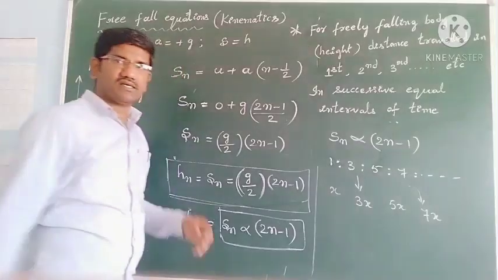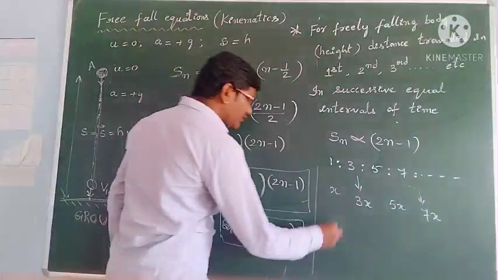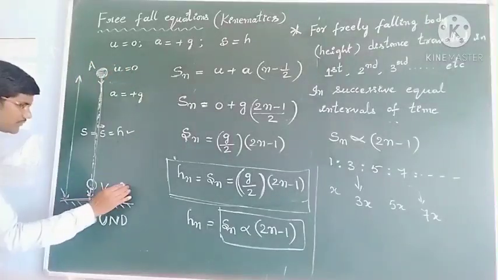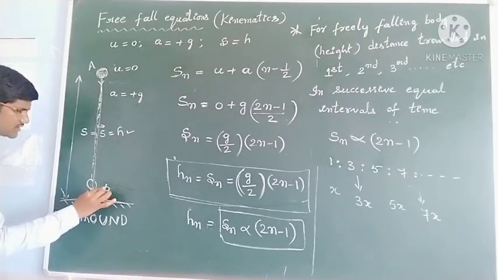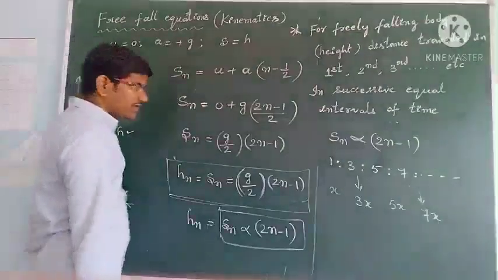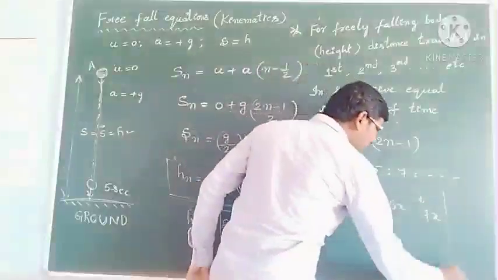See students, for example, this freely falling body takes 0 to 5 seconds to reach the ground. 0 to 5 seconds means the counting will be like this.